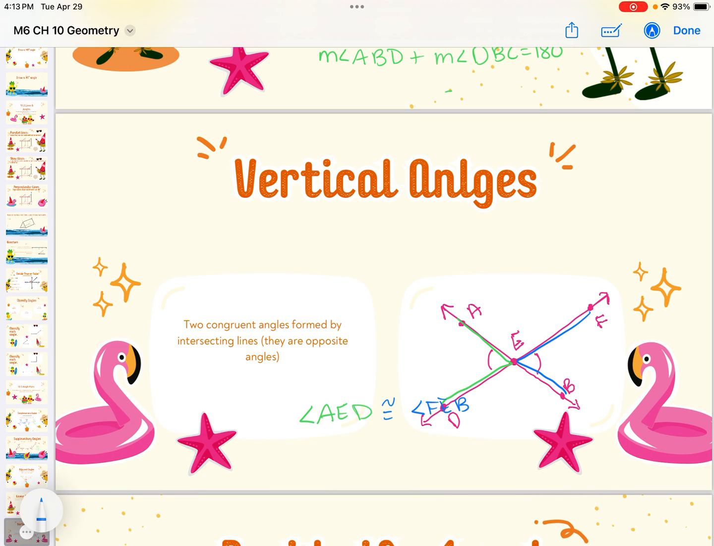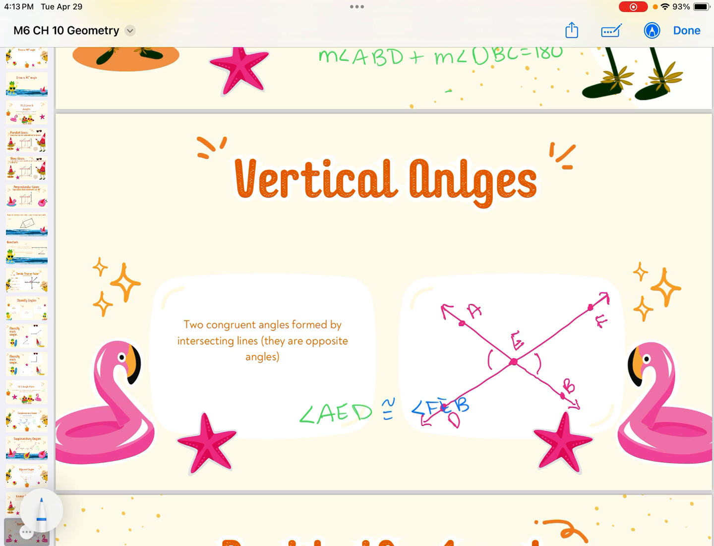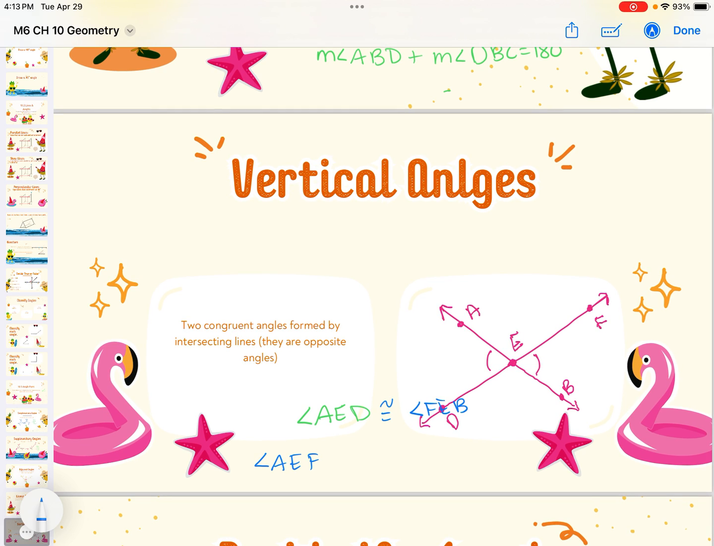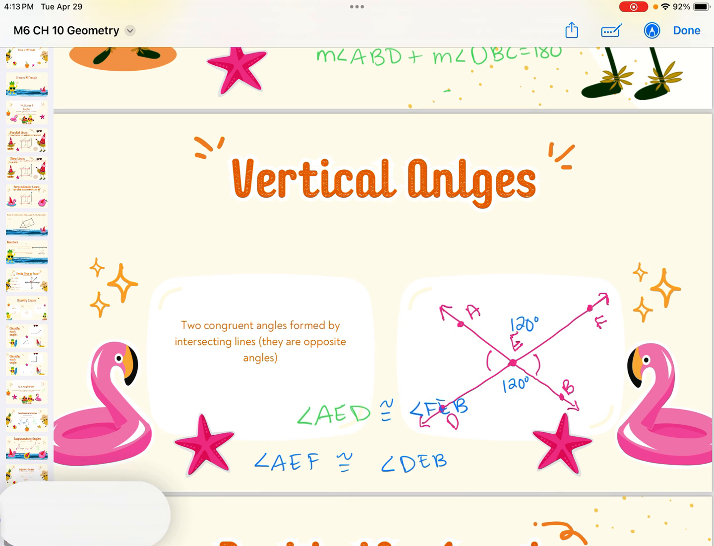We have another set of vertical angles here. That would be our other set, angle AEF, which is right here, and it is vertical to angle DEB. Since they're vertical, that means they have the same measure. So if this angle right here was 120 degrees, that means across from it would also be 120 degrees.